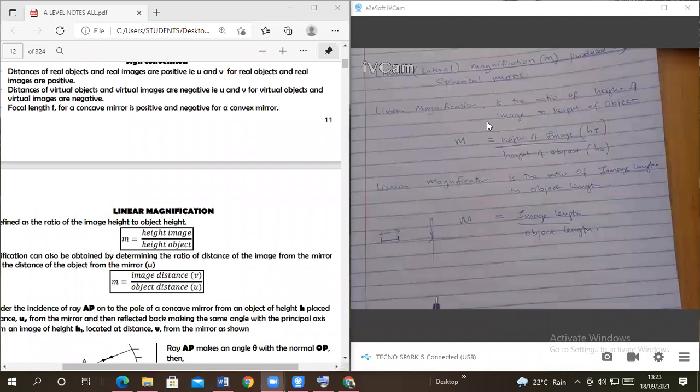What else have I left out? Okay, linear magnification is the ratio of image size to object size. You can also use that and then work out.